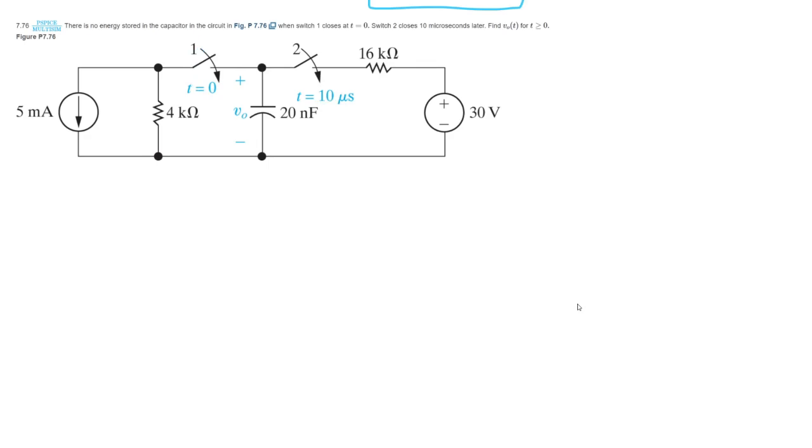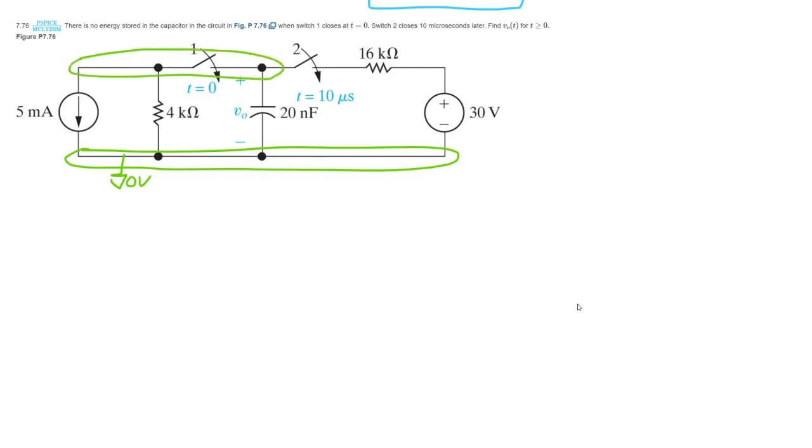First thing I want to do, though, is find out the initial and final behavior for this whole circuit. We can find the final one pretty easily if we set this whole bit at the bottom as ground. We're going to keep that as ground throughout the whole process. Just say this is a voltage here, this is VOT, and this is 30 volts.